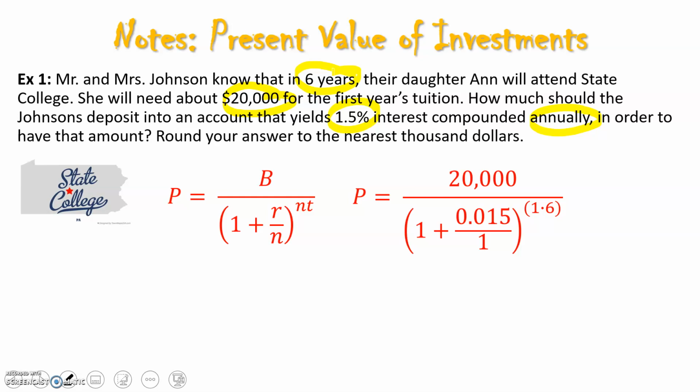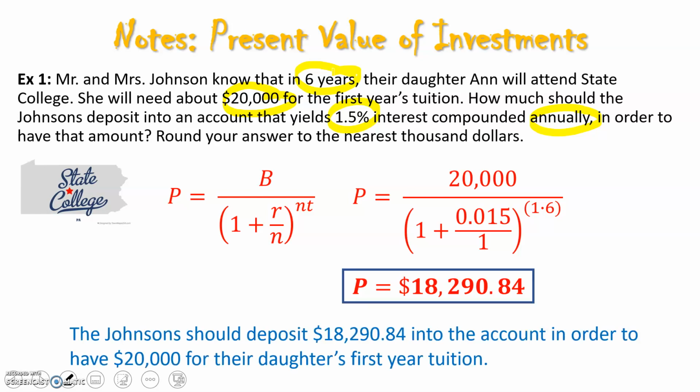Now, when we type this into Desmos, we're going to be careful to make sure everything is in the correct location. And we can see that our principal is $18,290.84. So the Johnsons should deposit $18,290.84 into the account in order to have $20,000 for their daughter's first year tuition.